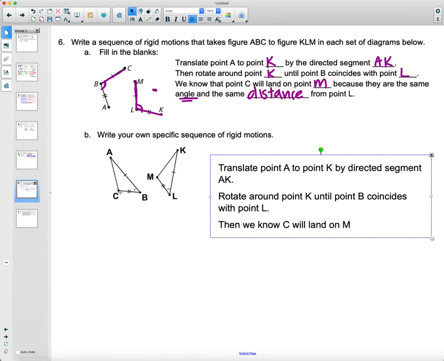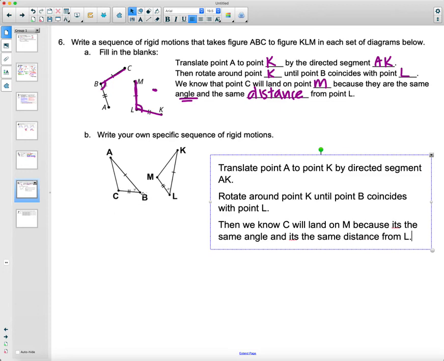And how do we know C will land on M? Because it's the same angle away. It's at the same angle and the same distance from L, because B prime is now on L. So C is the same distance from that as M is.